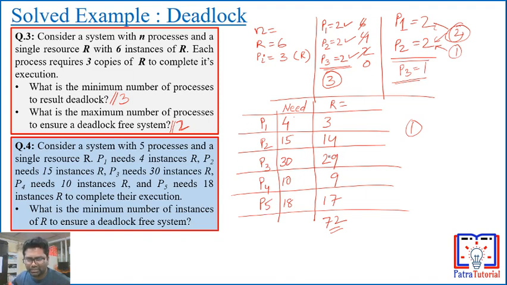So if I have 72 instances of R, then each process is falling short of one instance only to complete its execution. If I have one more instance, then I can allocate this one instance to any one of these processes and it can complete. Once at least one process completes, it will release all its resources, and we can allocate those resources to the remaining processes and they can also complete their execution. So 72 are already allocated. If I have one more, then I can ensure that the system will never go into a deadlock state. So in total we need 73 instances of R to ensure a deadlock free system. This is the answer.